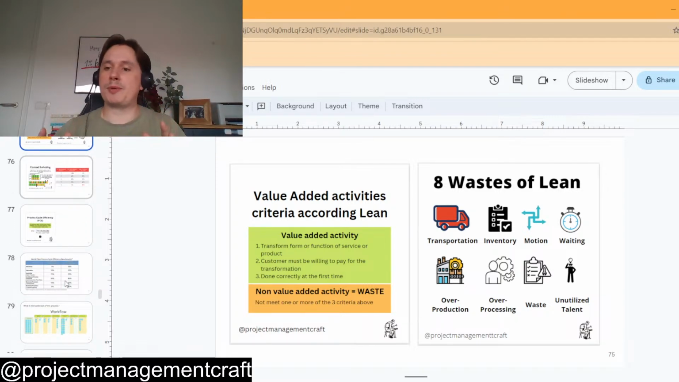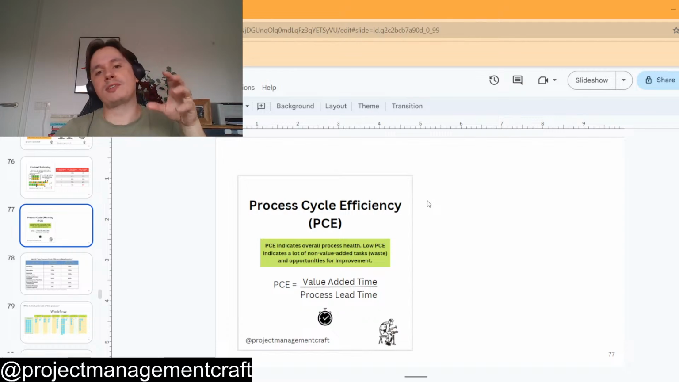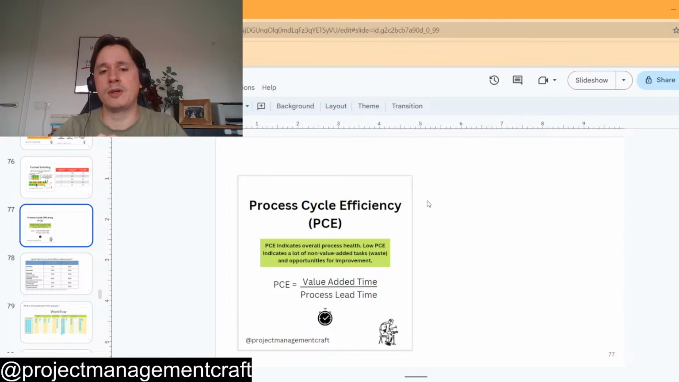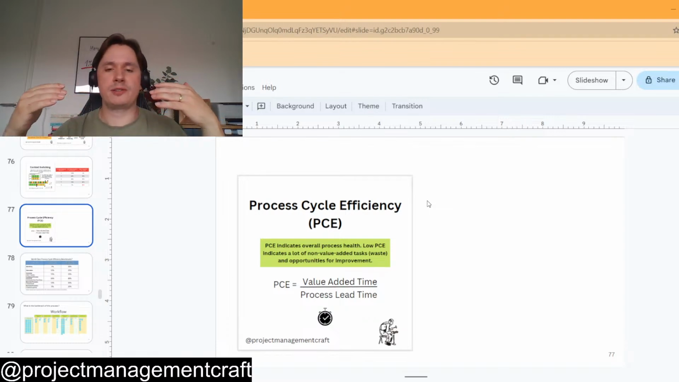I know some people are maybe wondering, yeah, but how do I know if I have a lot of waste or not? So I'm going to give you an indicator that also comes from Lean. It's called process cycle efficiency. That's a KPI, and you can look for the different names of the KPI. PCE is a very common one when you talk about Lean. It's a KPI that measures how efficient your process is.